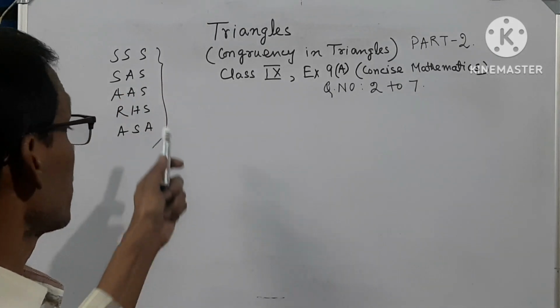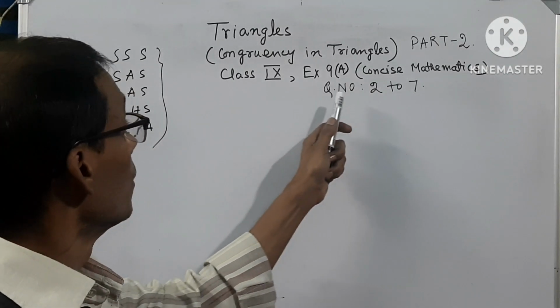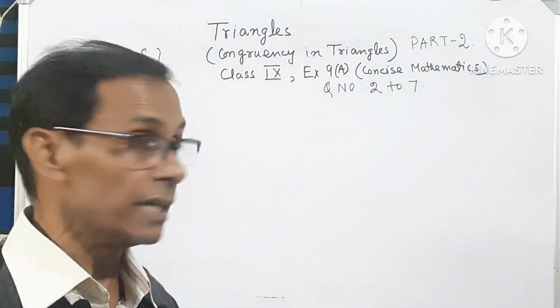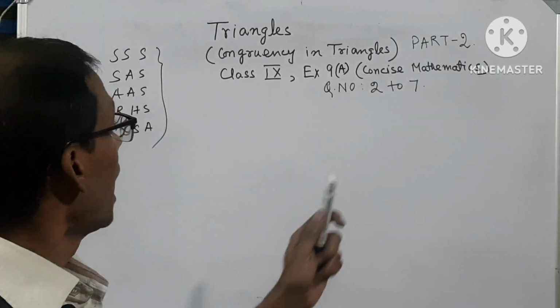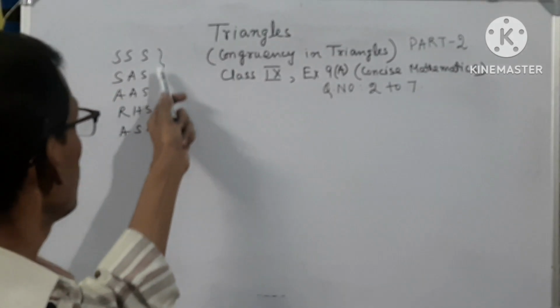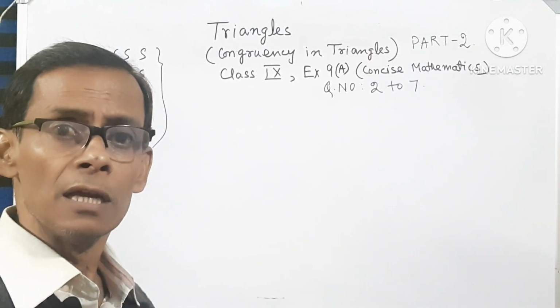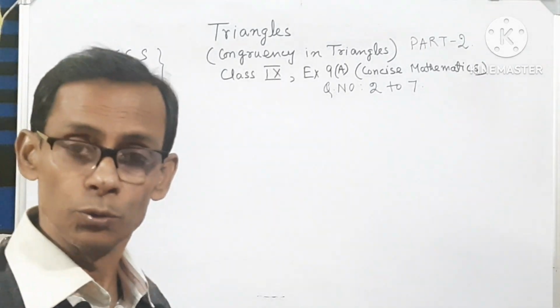So these criteria, once you have learned, now we can do questions number 2 to 7 of exercise 9A of Concise Mathematics, Selina publication, and we'll explore more how to utilize the criteria. Let's begin question number 2.